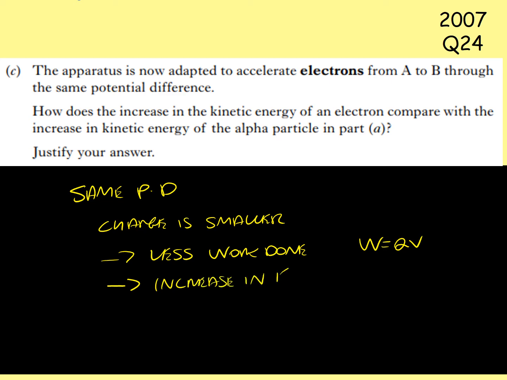the increase in EK will be less. Now, one thing important to note here is just because the increase in kinetic energy will be less, it doesn't mean the velocity is necessarily going to be less, because an electron has a much smaller mass than an alpha particle.